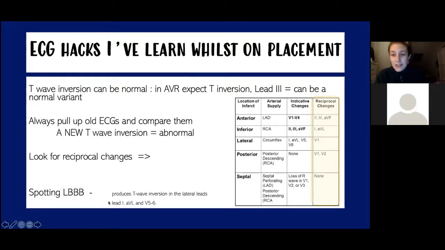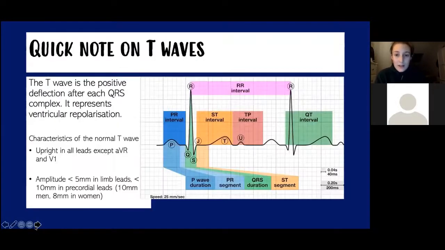That produces a T-wave inversion in the lateral leads. So your V5, V6, AVL. So T-waves should be positive. That's why a negative or an inverted one is seen as abnormal, unless it's AVR or lead 3.